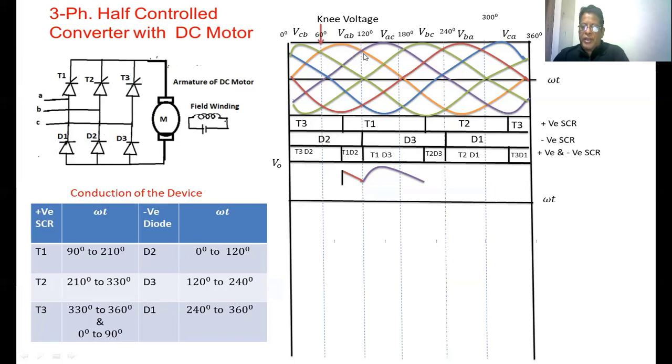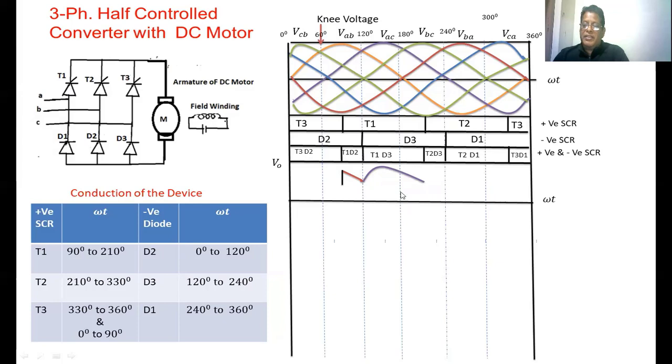So that we represented here. Again at this point, T1, D3 is conducting. T1, D3 is nothing but VAC. At this point, again, the output voltage is VAC. So you take up this waveform, and you are getting this waveform in this manner.